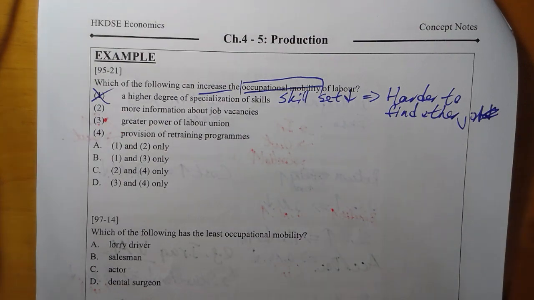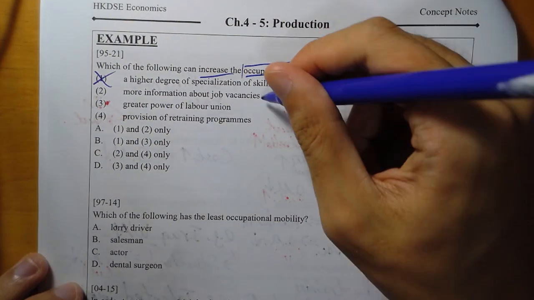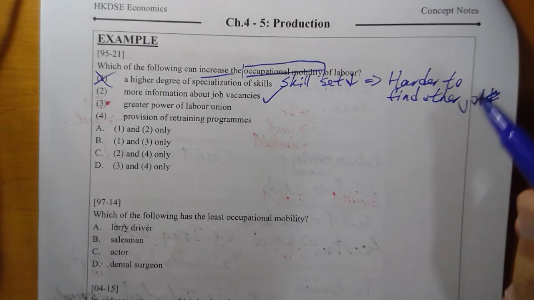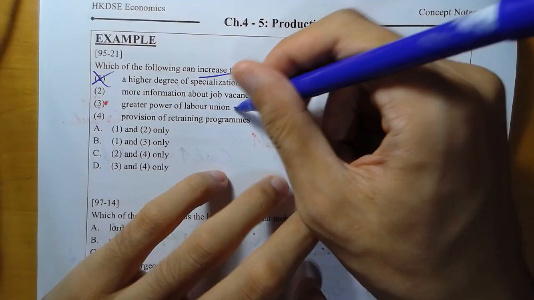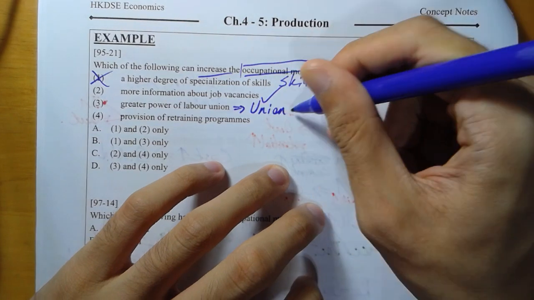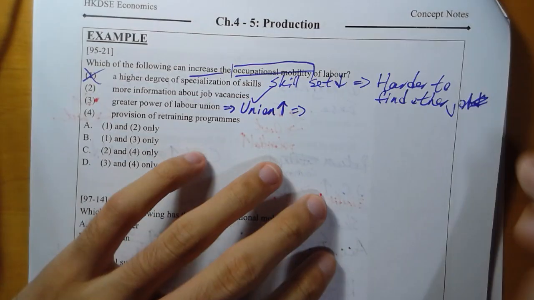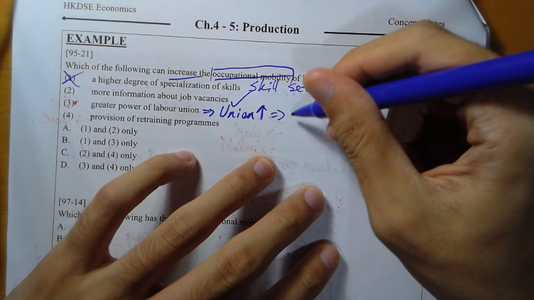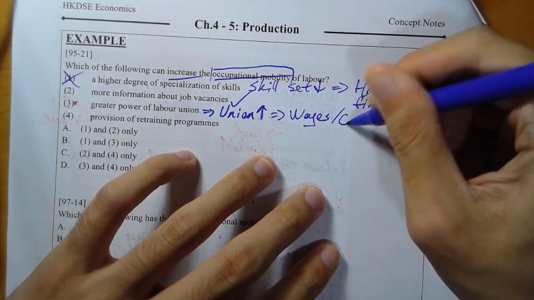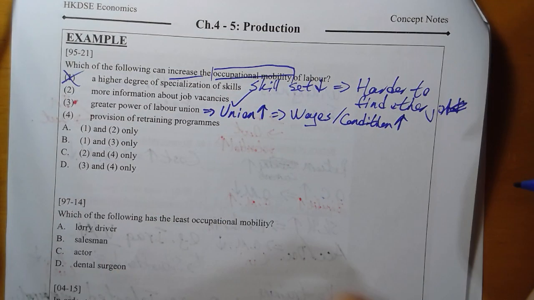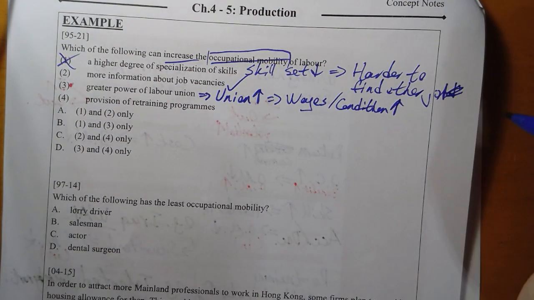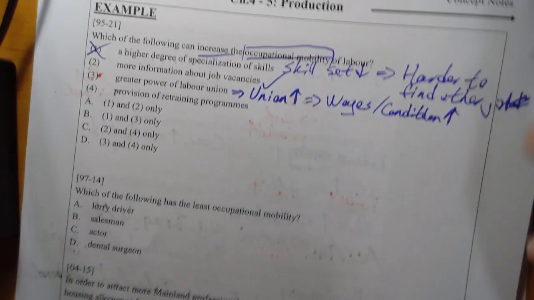So actually, it's just the opposite. Occupational mobility would decrease. Alright, more information about job vacancy 唔使講啦，呢個係咪啊？嗱 greater power of labor union. Greater power of labor union. Now this time, let's think about it. When the union power increases, then you can expect your wages and your condition would be better. 好啦 wages and condition becomes better. Then, what happened?